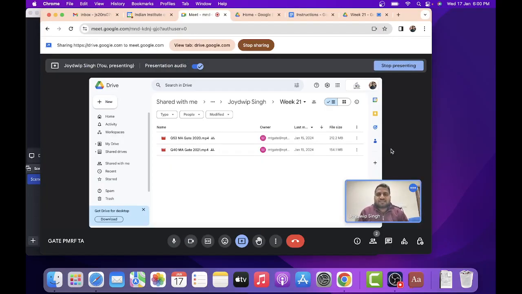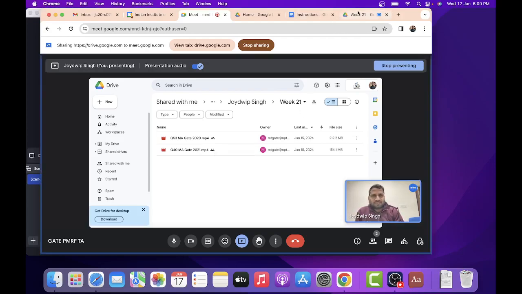Okay, so let's start. Today we'll solve two questions from real analysis. One is question number 53 from Gate 2020 and another is question number 40 from Gate 2021. Okay, let's start.